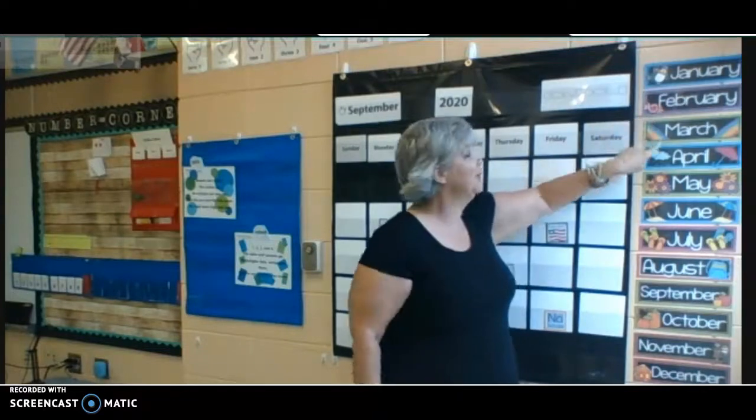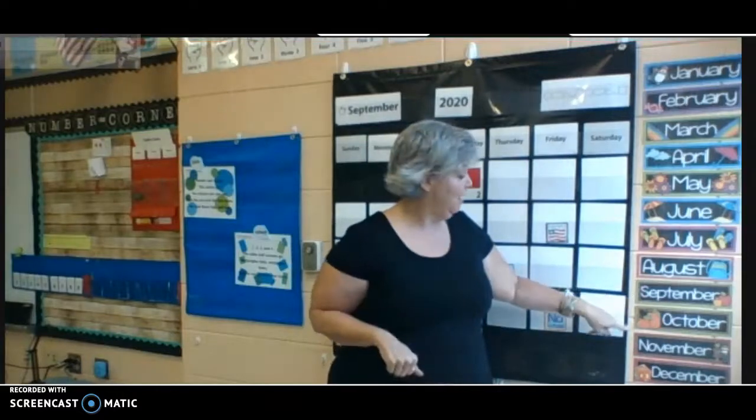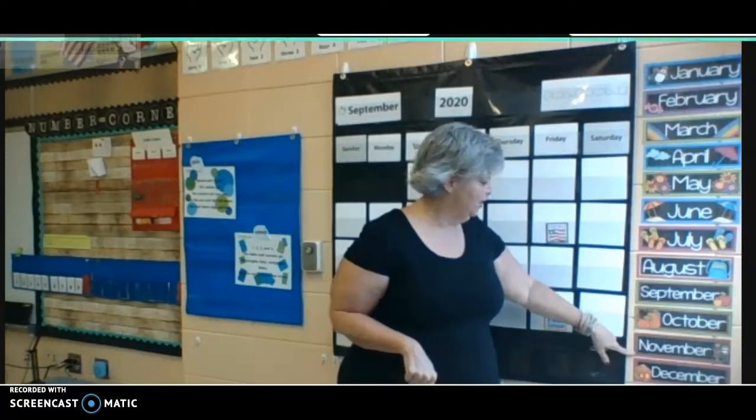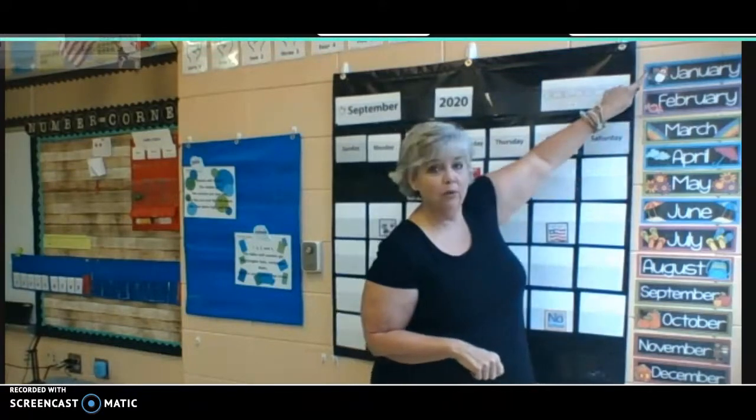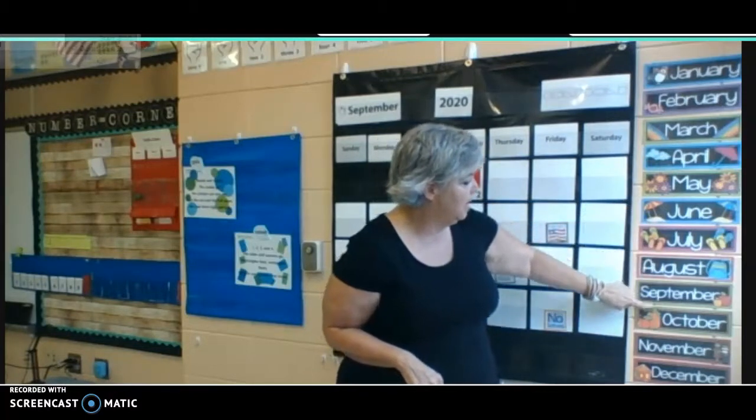February, March, April, May, June, your turn. July, August, September, October, November, and December. And September is here, and if we count them, count with me. 1, 2, 3, 4, 5, 6, 7, 8, 9, 10, 11, 12 months. And that all makes up 1 year.